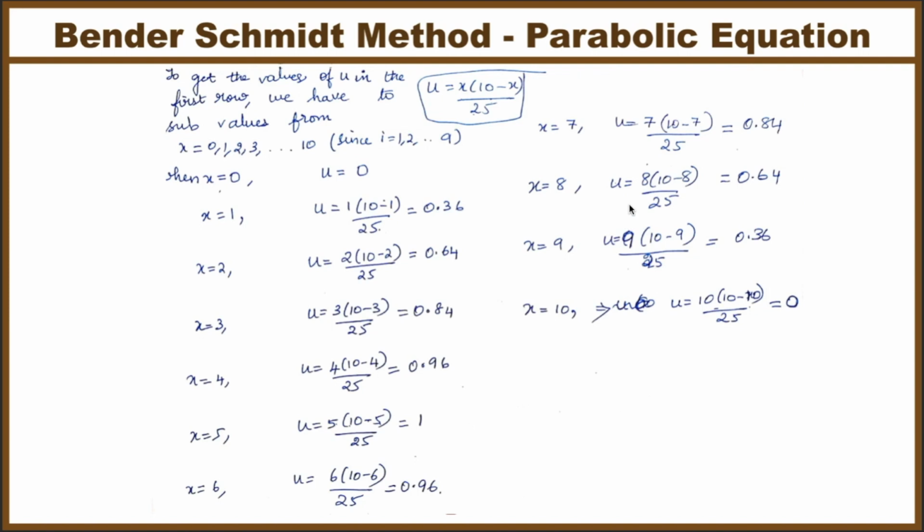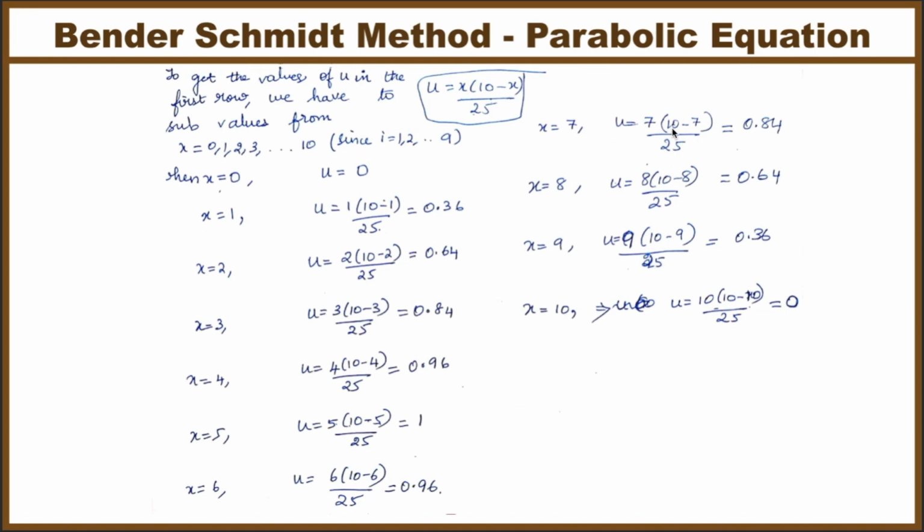And x is equal to 8, u is equal to 8 into 10 minus 8 divided by 25, that is 8 into 2 divided by 25. 8 into 2 is 16, 16 by 25, 0.64. Then x is equal to 9, u is equal to 9 into 10 minus 9 divided by 25, and you get 9 into 1 divided by 25, 9 by 25. We get the answer as 0.36. And then for x is equal to 10, 10 into 10 minus 10 divided by 25. 10 minus 10 is 0. So for x is equal to 10, we get u equal to 0.